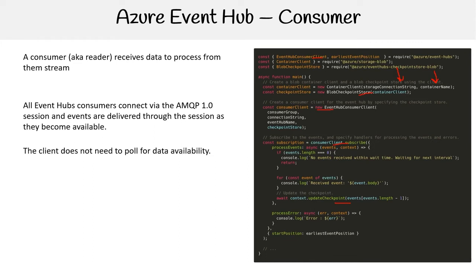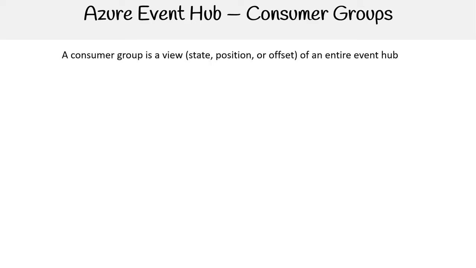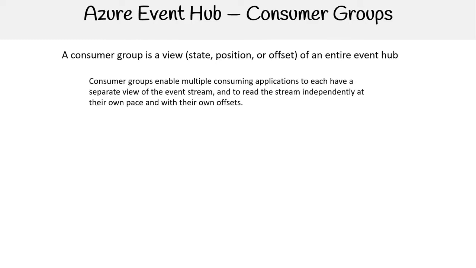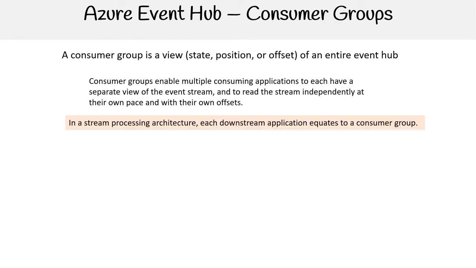So that's that. We'll next talk about consumer groups. This is very text heavy, sorry, but there's not much to show. A consumer group is a view, state, position, or offset of an entire event hub. Consumer groups enable multiple consuming applications to each have a separate view of the event stream and to read the stream independently at their own pace with their own offsets.